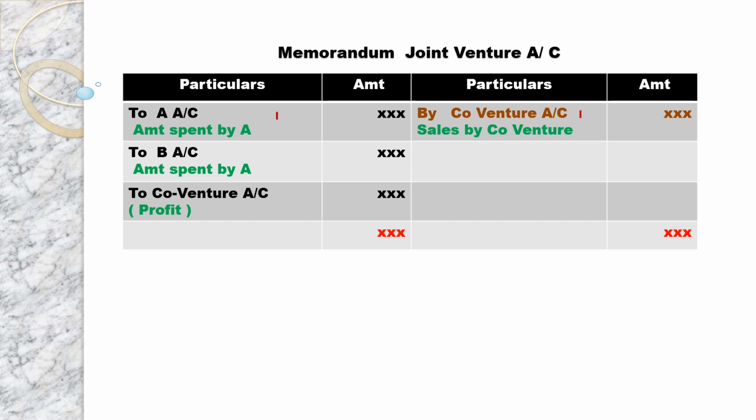Similarly, A will pay for purchases, and A will pay for expenses. So the question of a bank account does not arise.